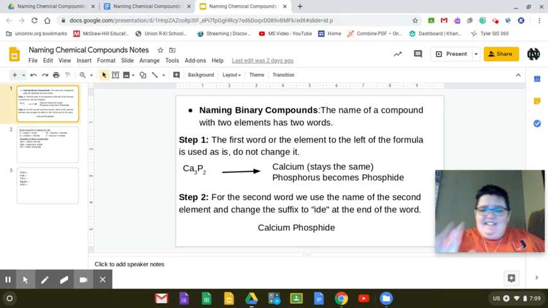Now, this is the most simple of the types of renaming these compounds. When you get up into high school, there are additional steps that can happen. For example, with this 3 behind the calcium and the 2 behind the P, there are some additional prefixes that will be added to go along with those. We're not dealing with those right now. Right now, we're just getting the basics of it. But understand, when you get up into high school, there are additional steps.